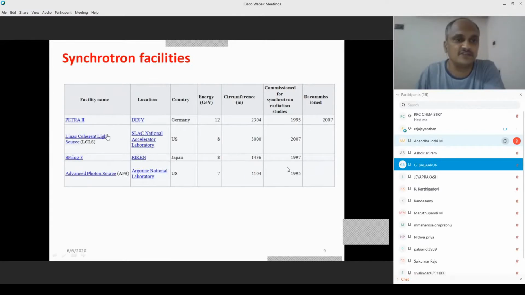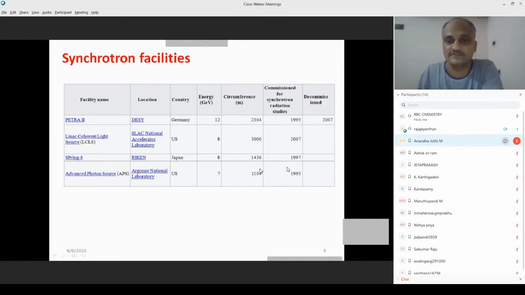Similarly, there is another facility, the Linac Coherent Light Source, in the US, which has an energy of 8 GeV and a circumference of around 3 kilometers, commissioned in 2007. The very famous one in Japan is called SPring-8, the Super Photon ring 8. The 8 corresponds to the energy to which the electrons are accelerated. Here it is 8 GeV, with a circumference of around 1436 meters, commissioned in 1997. There is another facility called the Advanced Photon Source at Argonne National Laboratory, US, which has 7 GeV and a circumference of around 1104 meters, commissioned in 1995.